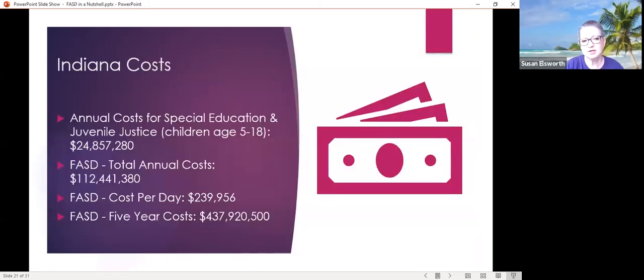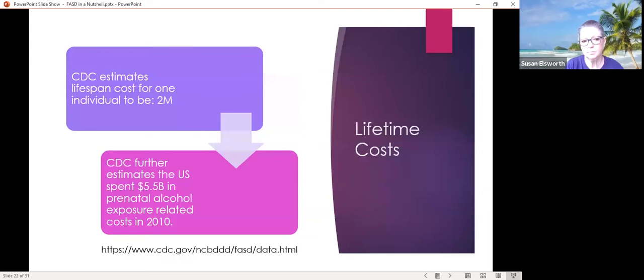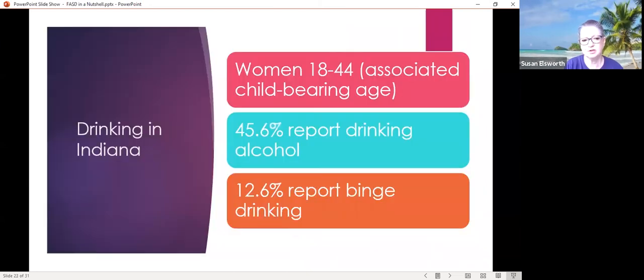Here are our costs. Again, this is what the CDC says, about $2 million per person across the lifespan. And in 2010, as a country, we spent 5.5 billion on prenatal alcohol exposure costs.